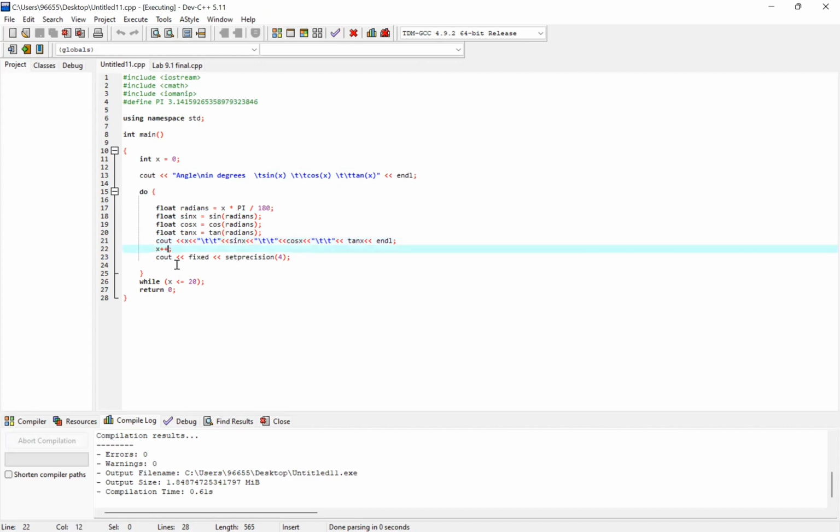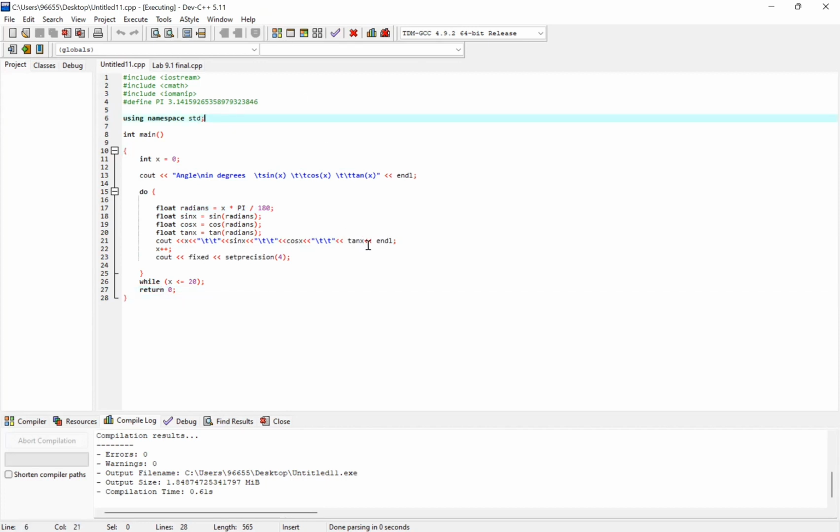Here we have x plus plus, which means x plus 1. For example, 0 plus 1. But we also put here while, where x is less than or equal to 20. So this basically means that the program will only include 0 to 20 degrees. Degrees that are greater than 20, for example, 21, will not be included in the output. Then lastly, return 0, then bracket.